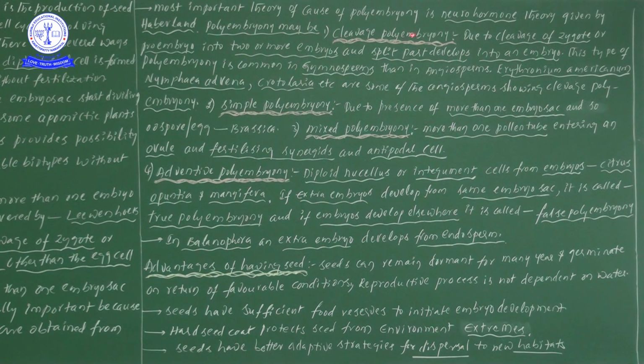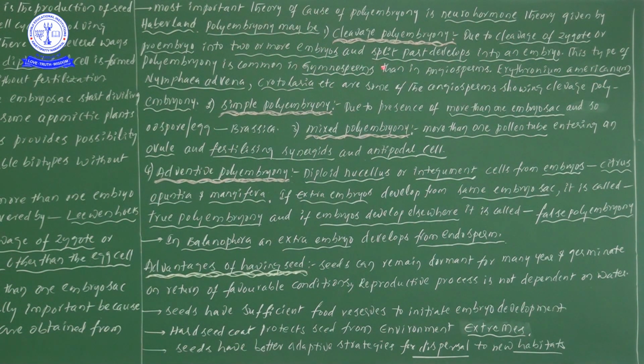Now you see there: cleavage polyembryony. The word itself gives cleavage, meaning breaking. Due to cleavage of a zygote or proembryo, two or more embryos are formed. The zygote is the first formed product, and when the zygote develops further, a proembryo develops. That particular part undergoes cleavage, splitting into two or more embryos. If the zygote is there, it segments. Cleavage means that it breaks.